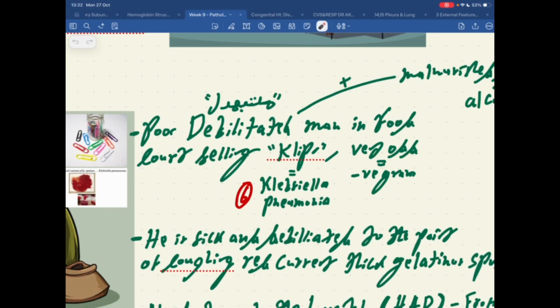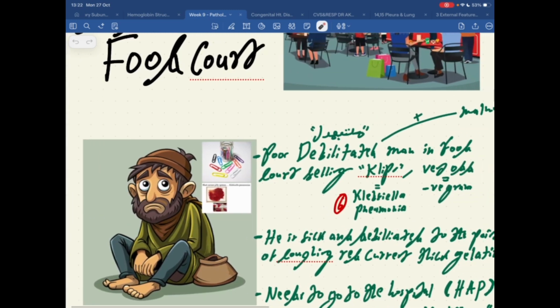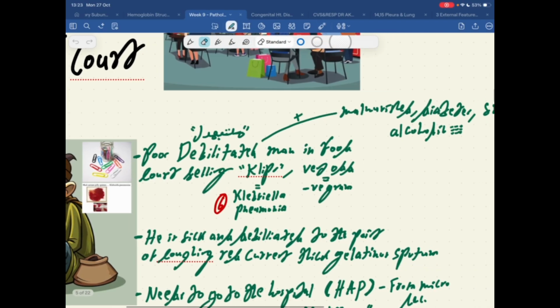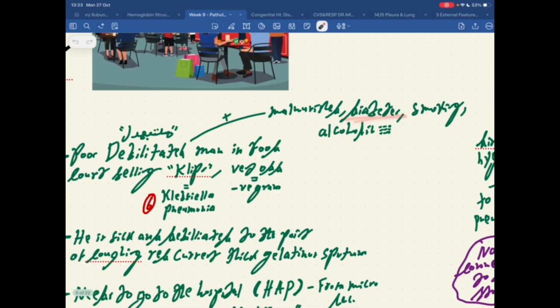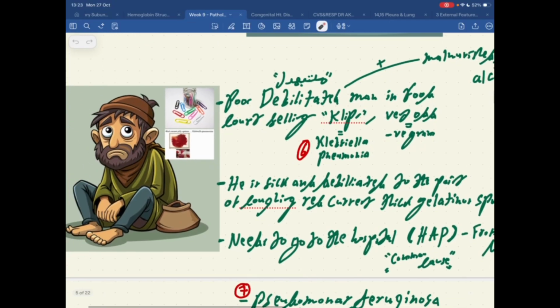So this is why Klebsiella, it's a gram-negative bacteria. And this man, as we've mentioned, he's poor, he's debilitated, he is malnourished. So Klebsiella favors or infects more people who are debilitated, people who are malnourished, people who are diabetic, smoking, alcoholic, all of those things, okay? So this is how we connected to this.